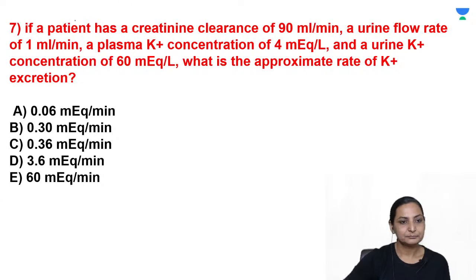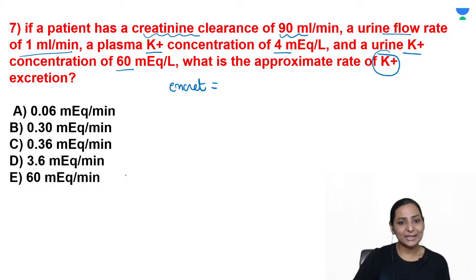Next, if a patient has a creatinine clearance of 90 ml per minute, urine flow rate of 1 ml per minute, plasma potassium concentration of 4 and urine potassium concentration of 60, what is the potassium excretion, right? Now, the answer is very, very simple, provided you know the exact formula. How do we calculate the excretory rate? So the excretory rate for any substance, not only potassium, is the urinary concentration of that substance into urine flow rate.